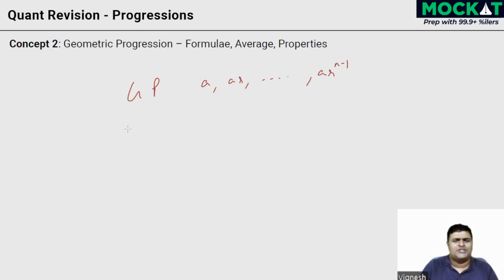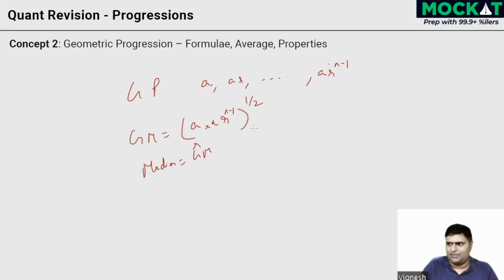So GP, as I said earlier, you're going to have a, ar, and so on till ar power n minus 1. What's going to be the average? First term plus last term by 2? Nothing like that. But what I can tell you is the geometric mean is the geometric mean of the first and last terms. There it was arithmetic mean, so arithmetic mean of first and last. Here the geometric mean is the geometric mean of the first and last terms, a into ar power n minus 1. The median is going to be my geometric mean over here, right? The median, the middle term is going to be, right?